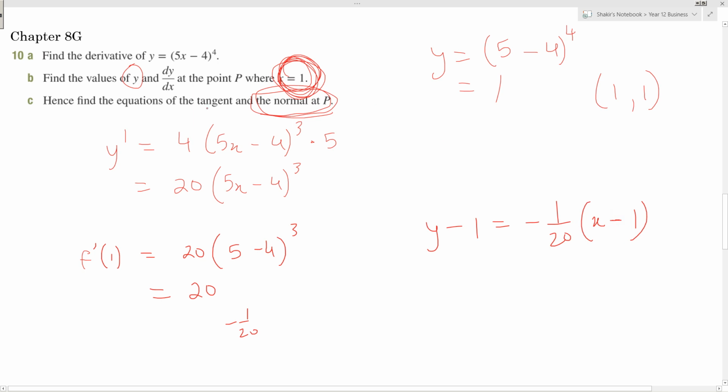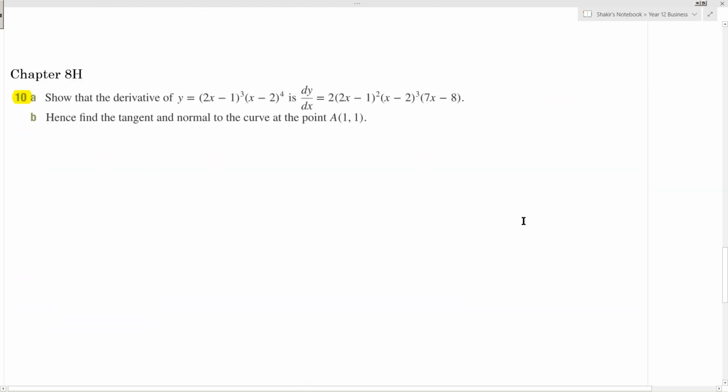If I wanted the equation of the tangent, I would just write 20 here instead of negative 1 over 20. And that's it. And then we can move on to 8h.